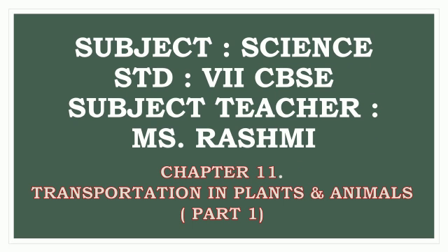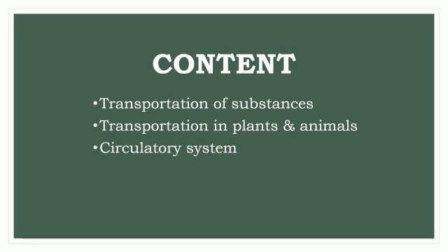Dear children of class 7th CBSE, myself Rashmi, your science teacher, and today we will start our new chapter, that is chapter number 11, Transportation in Plants and Animals. Children, we will be completing this chapter in 7 parts, and this video is of the first part of this chapter. In this first part, we will be covering the transportation of substances, transportation in plants and animals, and the circulatory system.